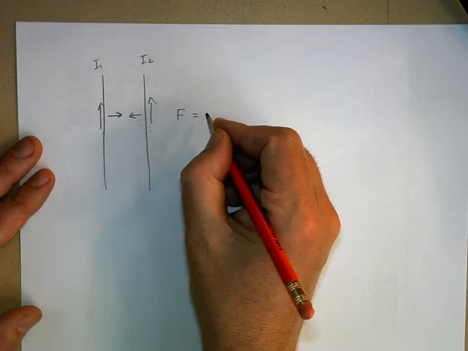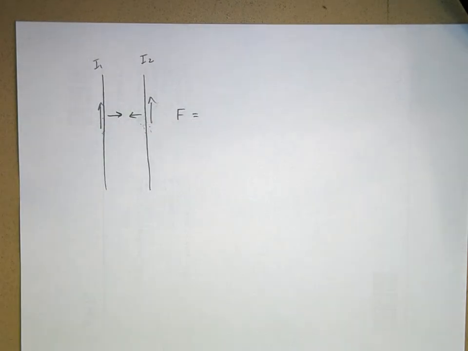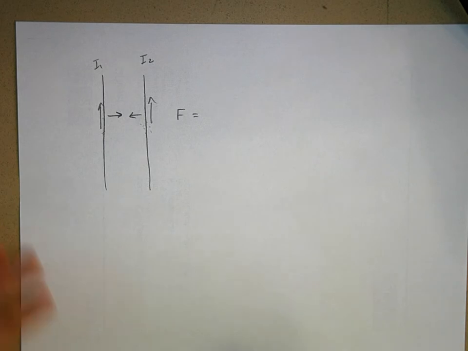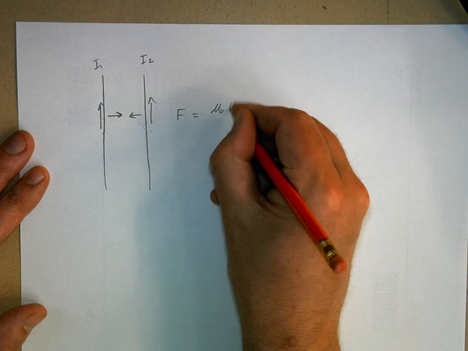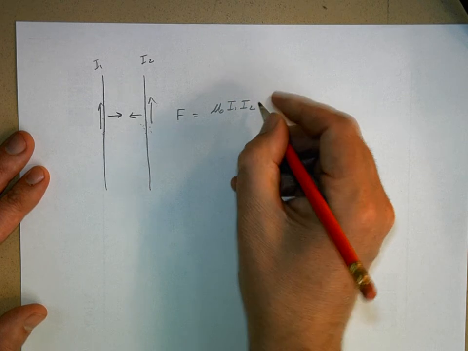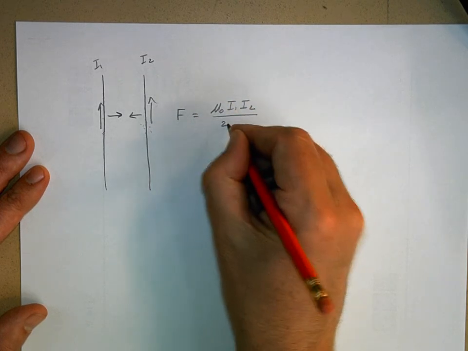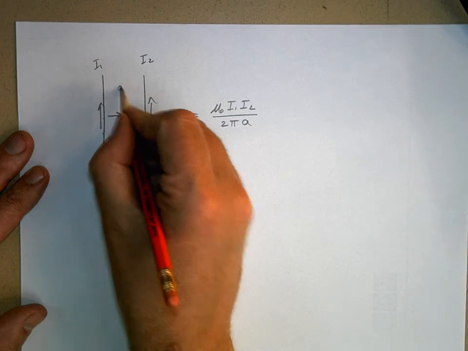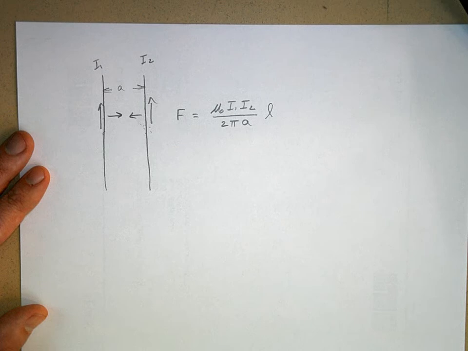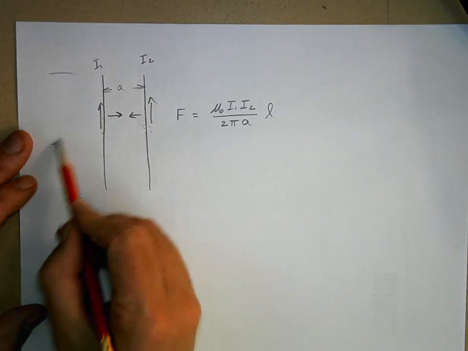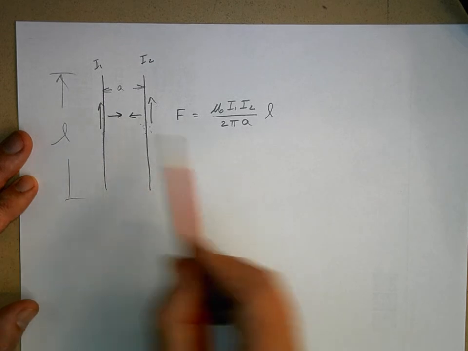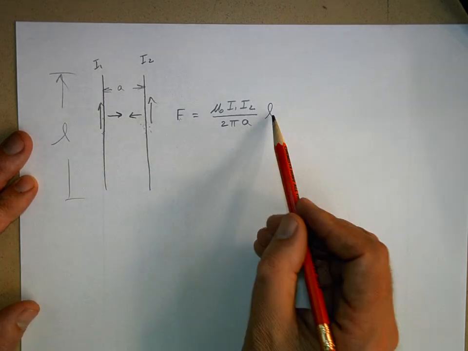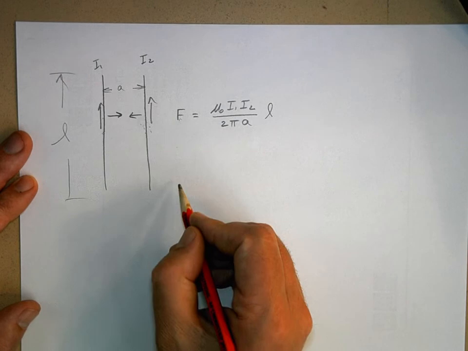is equal to mu naught times I1 times I2 over 2 pi a, where a is the distance between those wires, times L. And L is the length of wire from here to here. Quite often they'll give you the force per unit length, which means they just give you F over L equals something. I think that's what I do on the test.